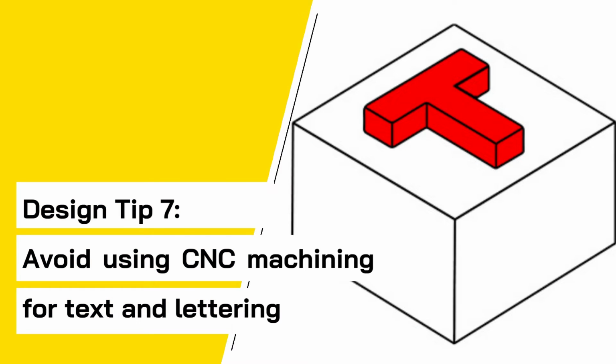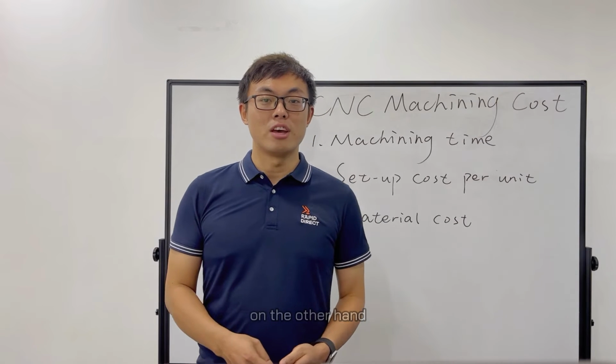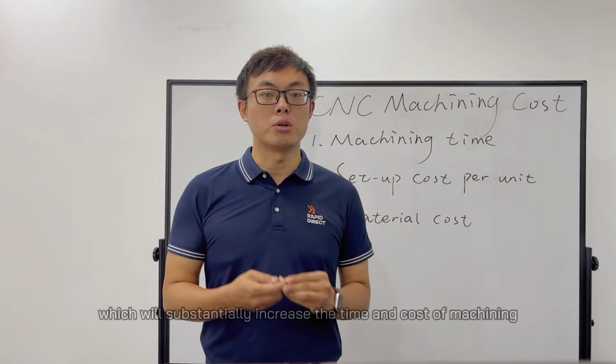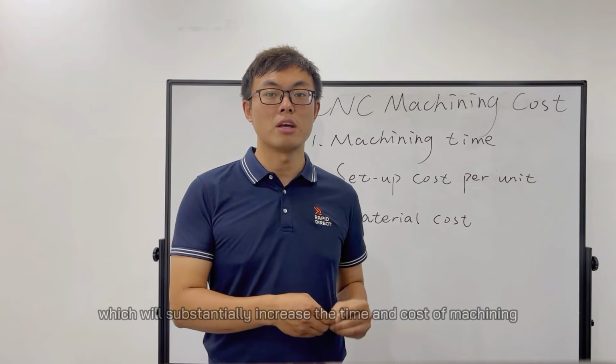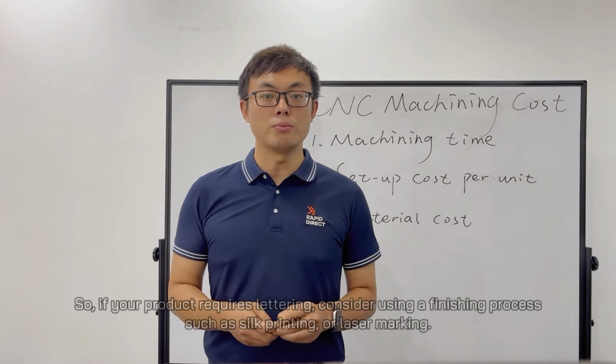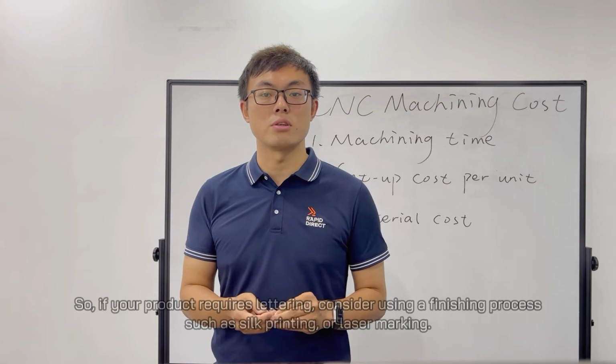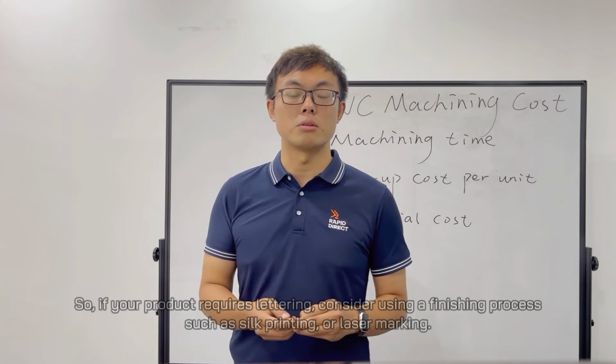The last design tip: avoid using CNC machining for text and lettering. On the one hand, letters have sharp corners that can't be achieved by CNC machining. On the other hand, engraving or embossing letters require precision, which will substantially increase the time and cost of machining. So, if your product requires lettering, consider using a finishing process such as silk printing or laser marking.